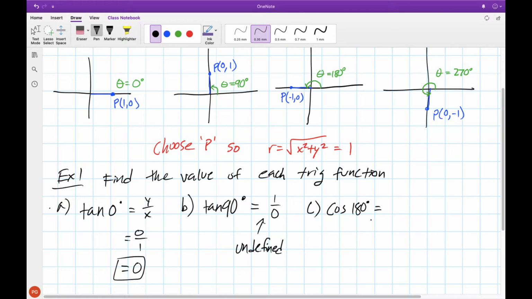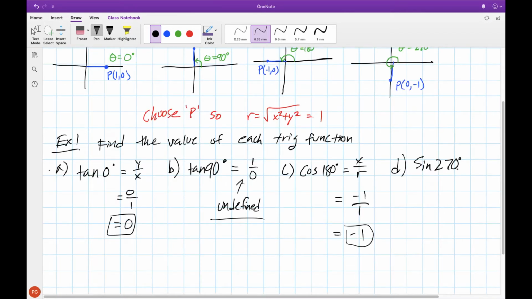What about cosine of 180 degrees? If you remember, cosine is the same as x over r. Now for our examples here, we chose them all so that r is equal to 1: the square root of x squared plus y squared, in this case 1 squared plus 0 squared, square rooted, will give us 1. And if we look at our example here, x is equal to negative 1 in this case. So our answer for cos of 180 would be equal to negative 1.